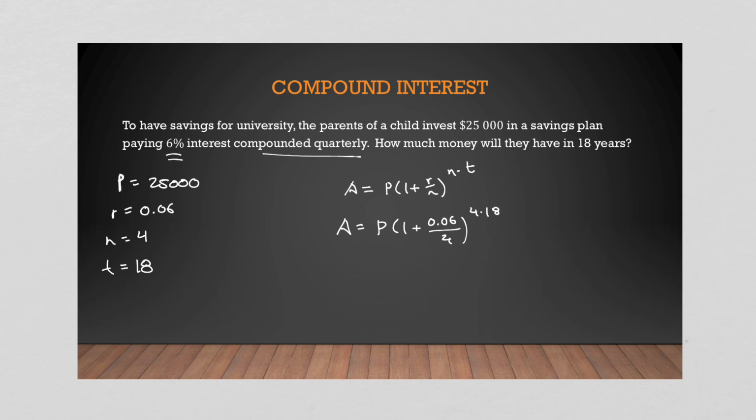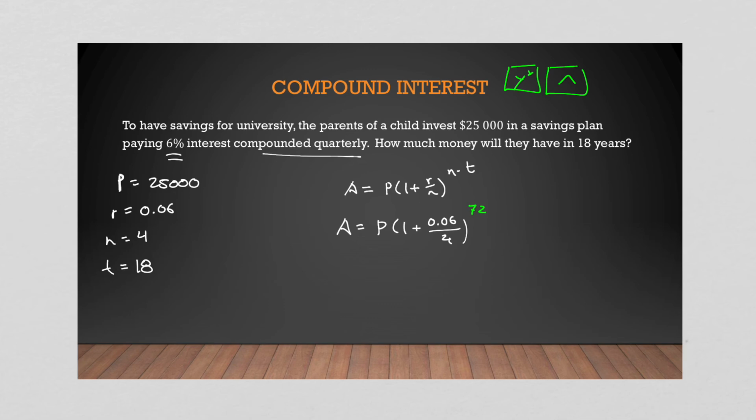So first thing I would do is this calculation of 4 times 18. And 4 times 18 is 72, so I would rewrite my equation with that exponent, 72. And then I would be aware of the button on my calculator, either y to the x probably, or a little hat. That's your exponent button.